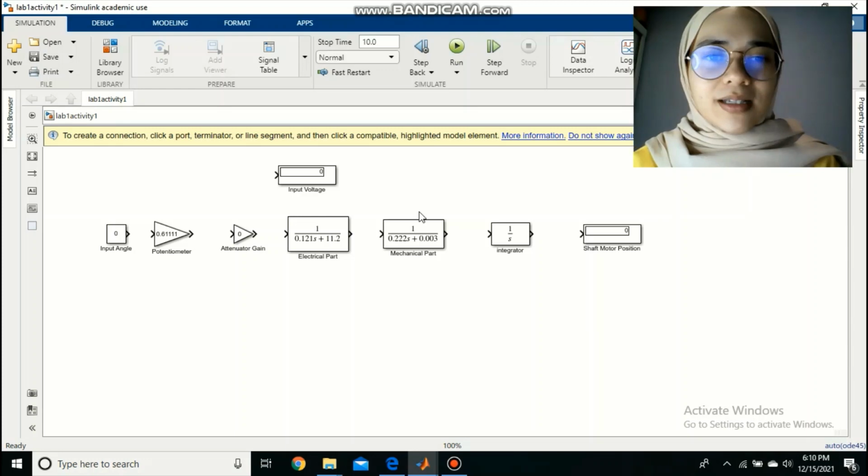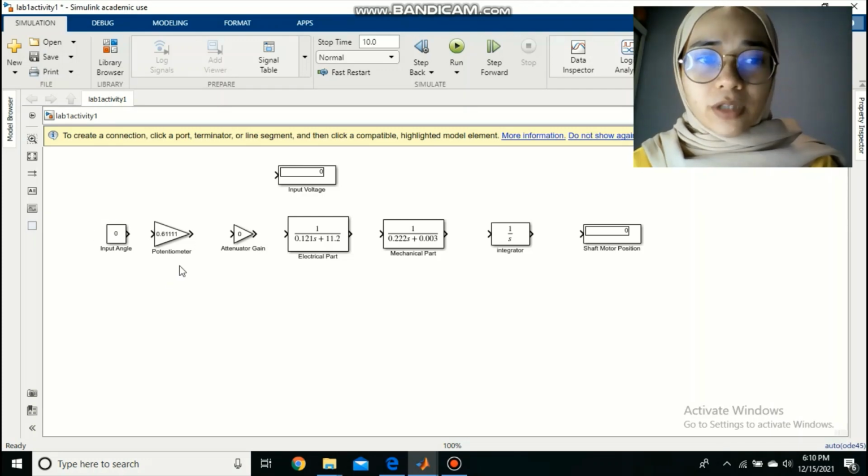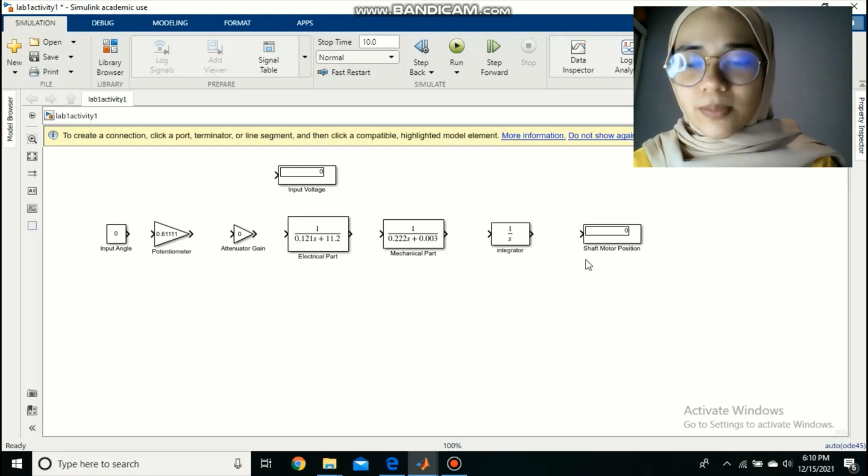So these are all the components we need to construct the loop. All these components we can find in the library browser. This is our input angle, this is our potentiometer, this is a twin gain, this is our electrical part, mechanical part, and this is our integrator. This will display our input voltage, while this will display our shaft motor position.